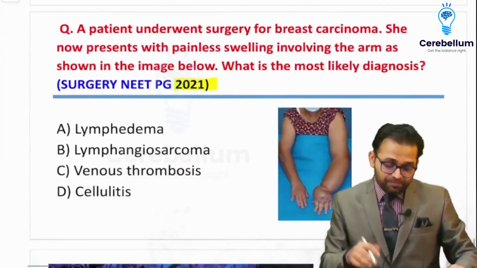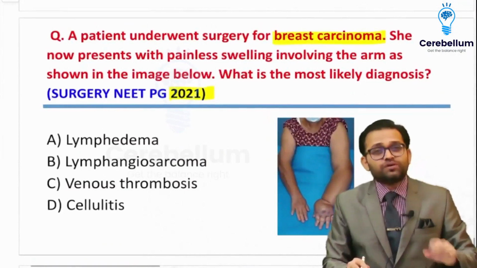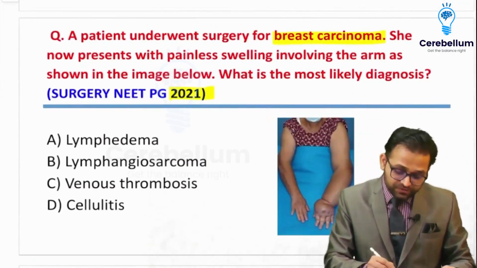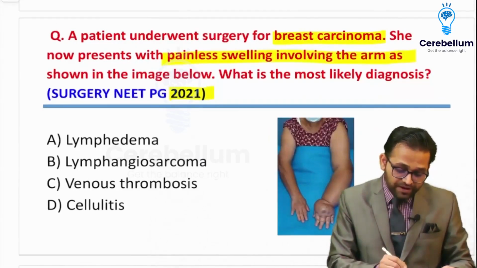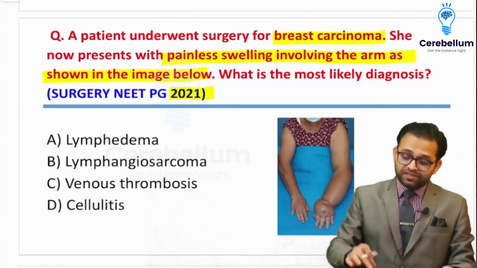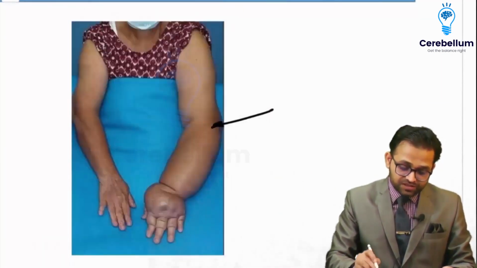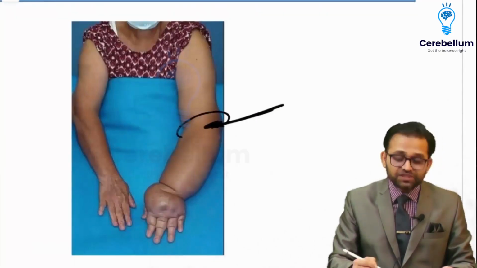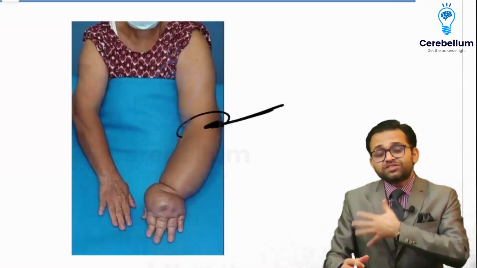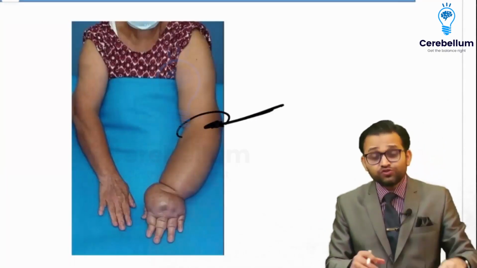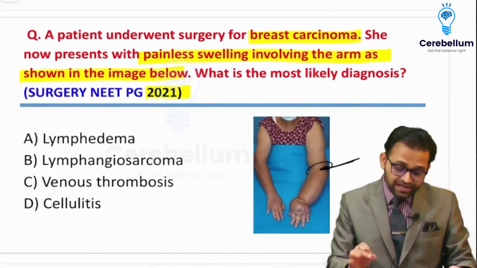Look here. A patient underwent surgery for breast carcinoma. Okay, sir. She now presents with painless swelling involving the arm as shown in the image. So here in the arm, can you see the swelling? Breast carcinoma surgery. So when you are doing the surgery for breast carcinoma, the nearby structures you have to remove, lymphatics also you have to remove. Okay, what is the most likely diagnosis?